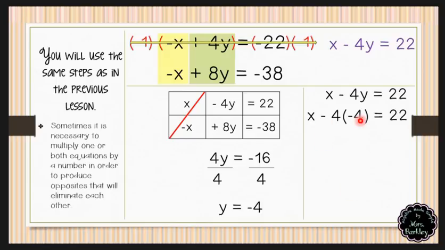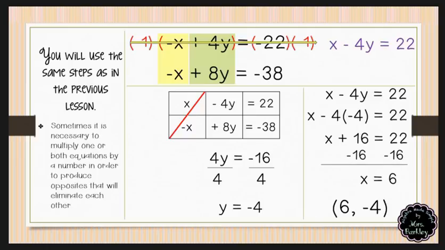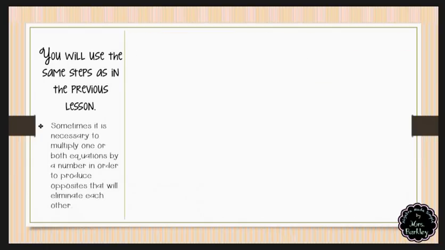Negative 4 times negative 4 would be positive 16. I can then subtract 16 from both sides. And so I get the value of x to be 6. So the solution to this system is the ordered pair 6, negative 4. Okay, let's try another one.